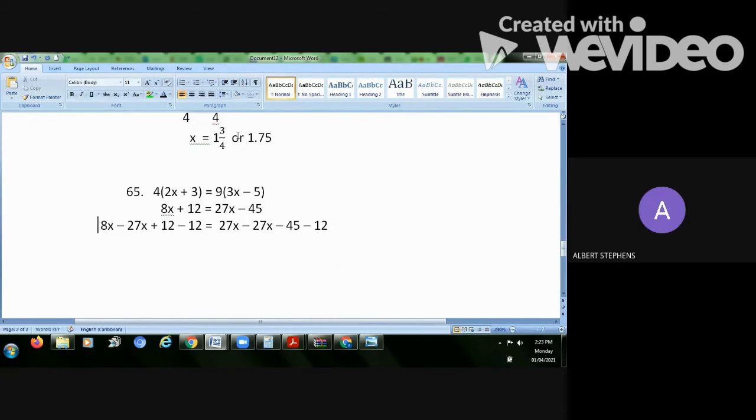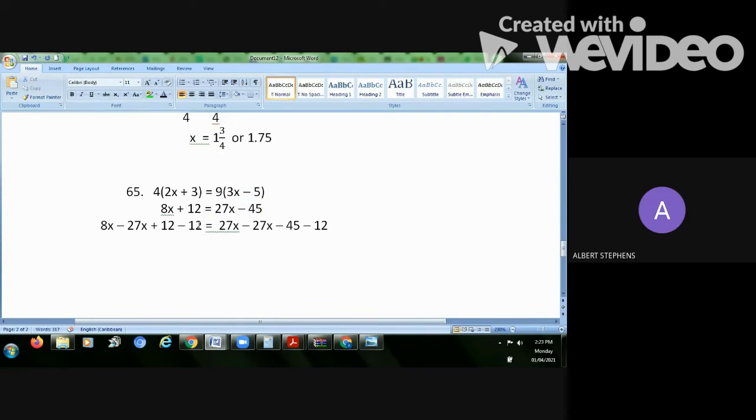So we're using what we call the distributive law. 4 times 2x is 8x. 4 times 3 is 12. 9 times 3x is 27x. 9 fives, 45.